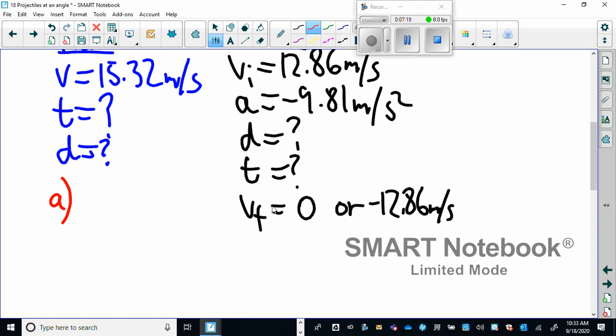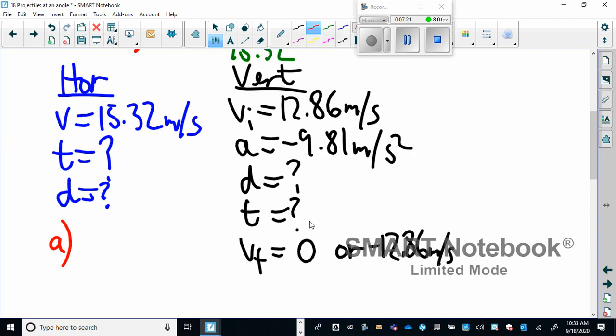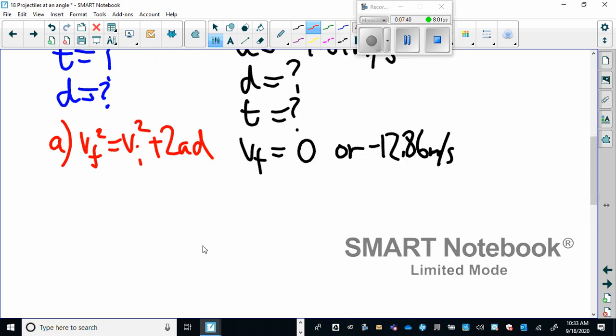And the other variables that we have: VF, A, and VI, and we're trying to find the displacement. So we're going to use the formula, and this time we're going to solve it for D. So the displacement in this case turns out to be VF squared minus VI squared all over 2A. And then we can plug those numbers in.